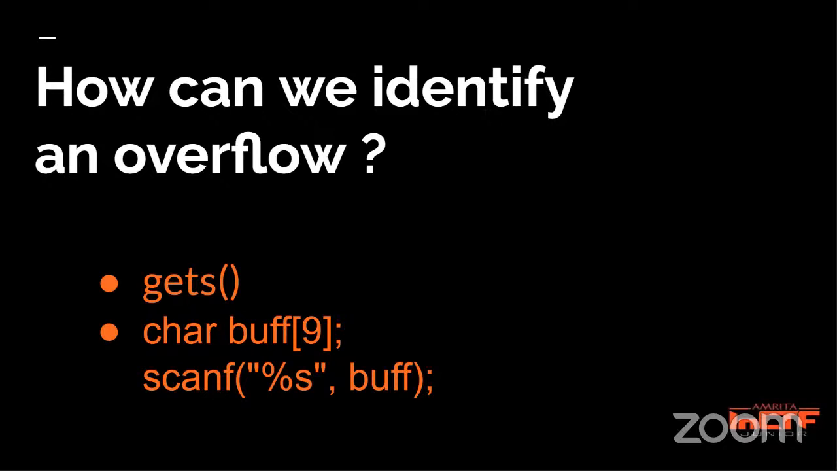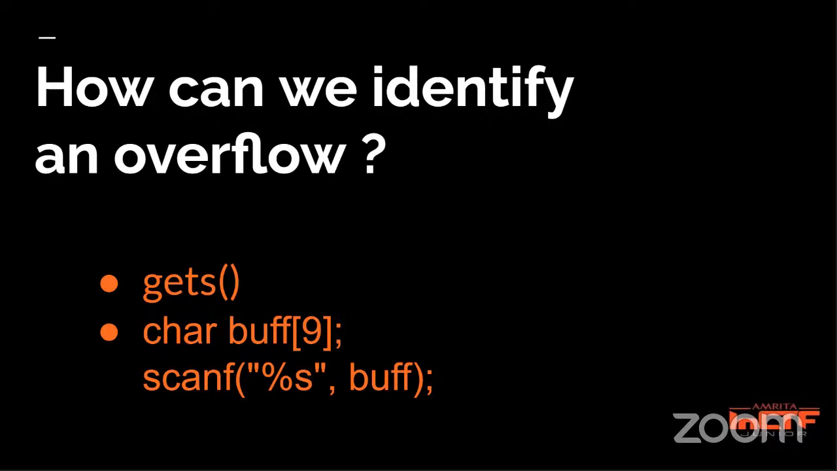Gets is this one particular function which takes no limit on the number of characters to be read. When you compile a normal C program using GCC, like gcc -o hello hello.c, you could see a warning coming if you're using gets. That gets is very dangerous and we're not supposed to use it.